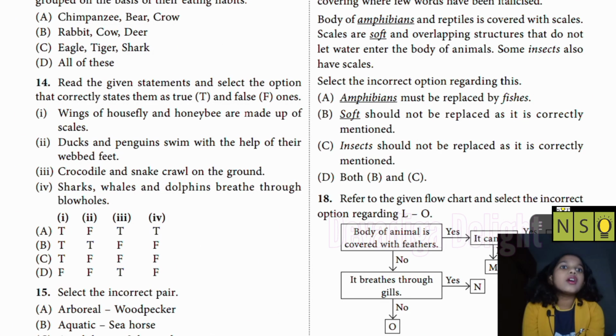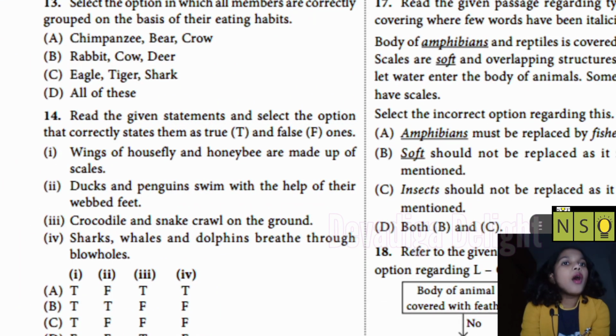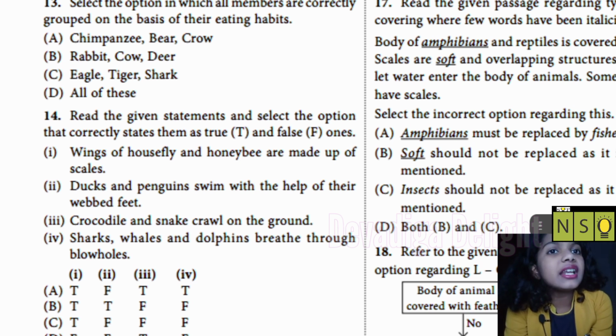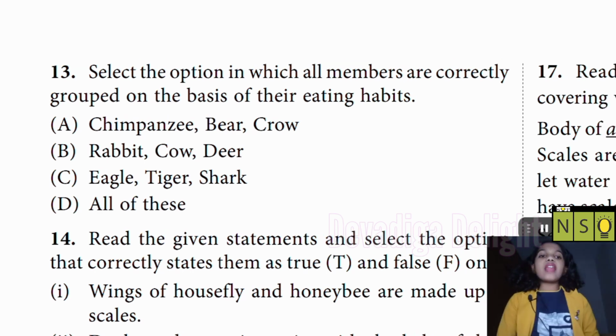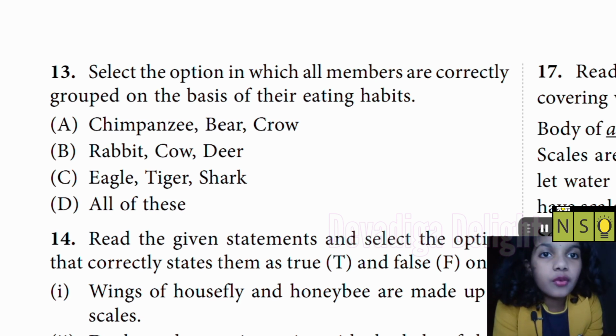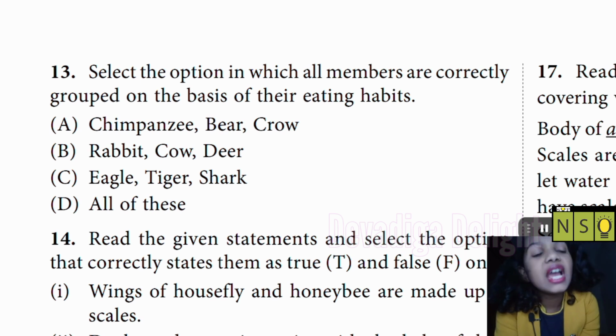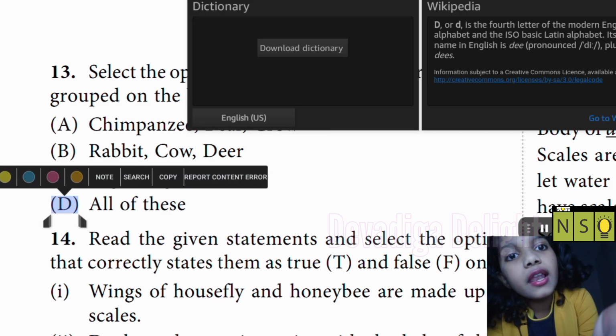Yes. Now let's see the next page, which is the 13th one. Select the option in which all members are correctly grouped on basis of their eating habits. See here, chimpanzee, bear, crow. Now the next one is rabbit, cow, deer, and the next one is eagle, tiger, shark. So first one is omnivorous, all of them are omnivorous. Second one, all of them are herbivorous, and third one, all of them are carnivorous. So all of them are the right answer? Yes, all of these, which comes in D.